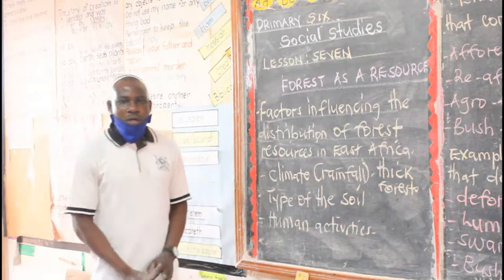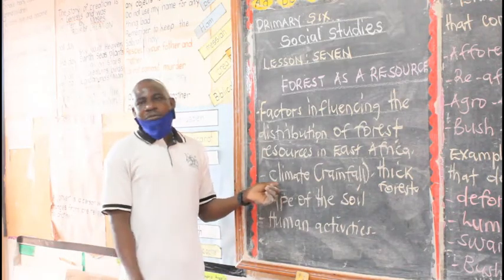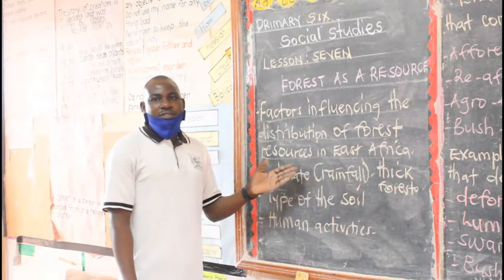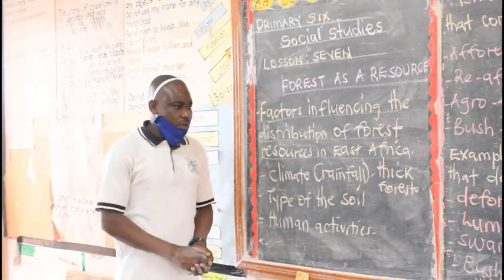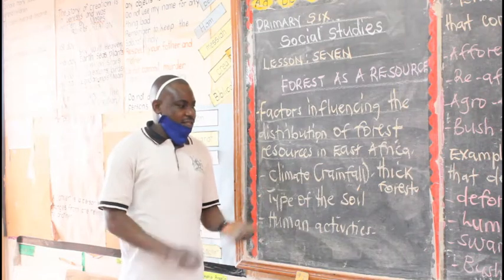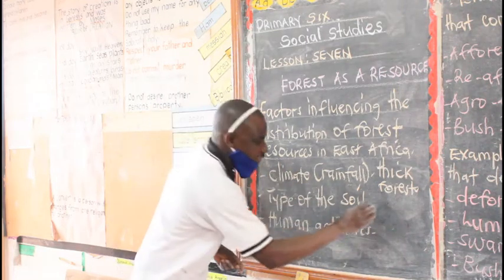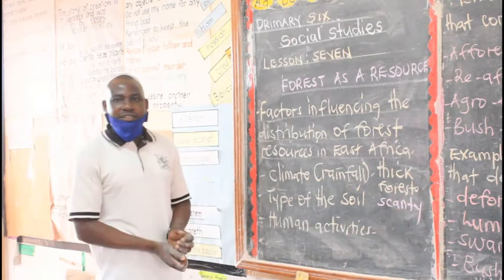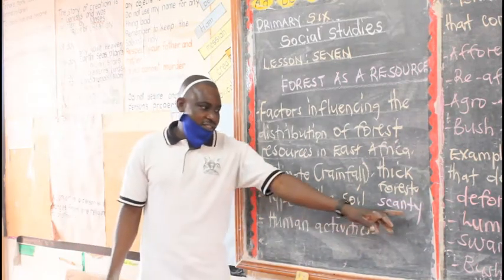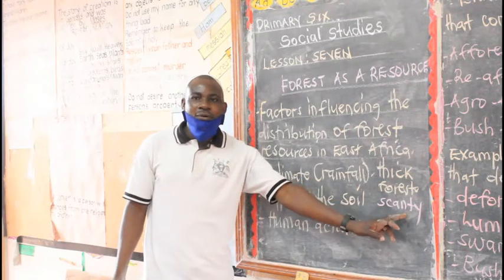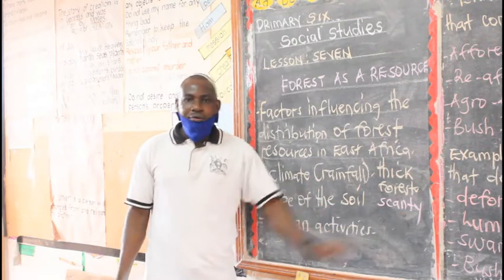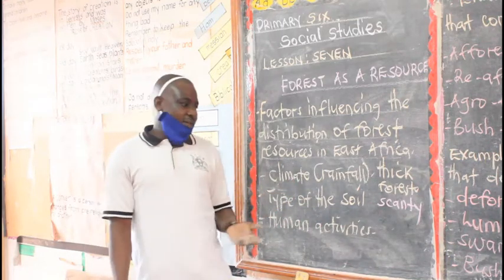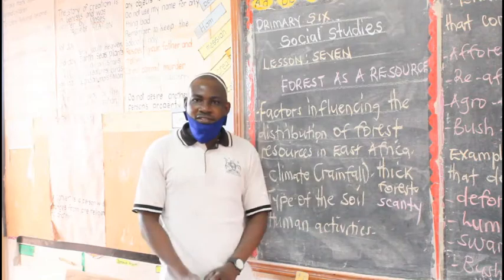An example, look at Karamoja region in Uganda. That region receives little rainfall. So if you look at the vegetation in Karamoja sub-region, it is scanty. So now where do we find scanty vegetation? Scanty vegetation is found in areas where there is little rainfall. Then we have plenty of rainfall, such areas have thick forests.